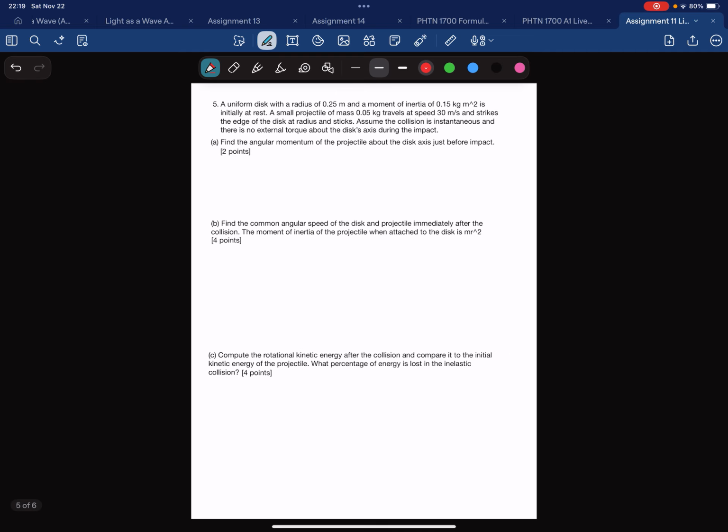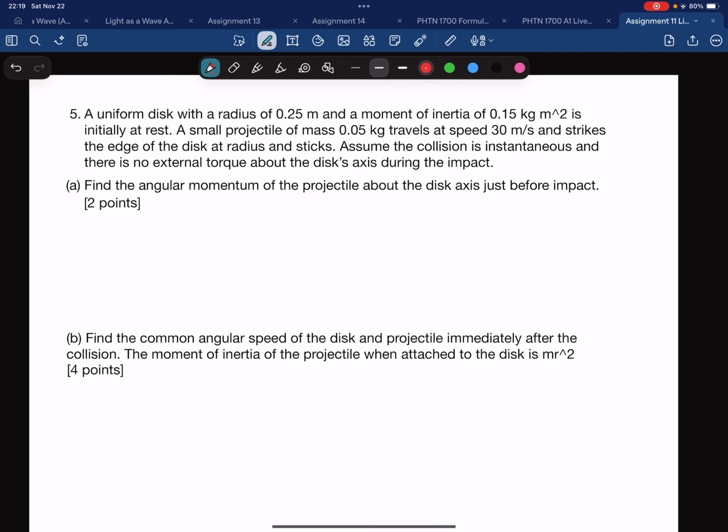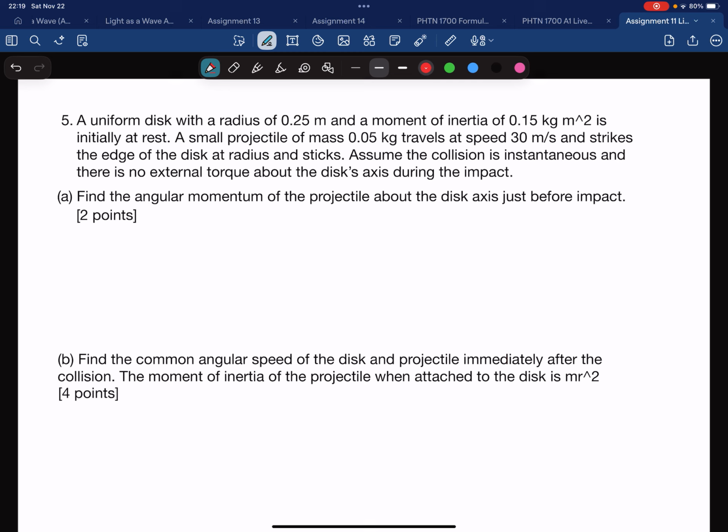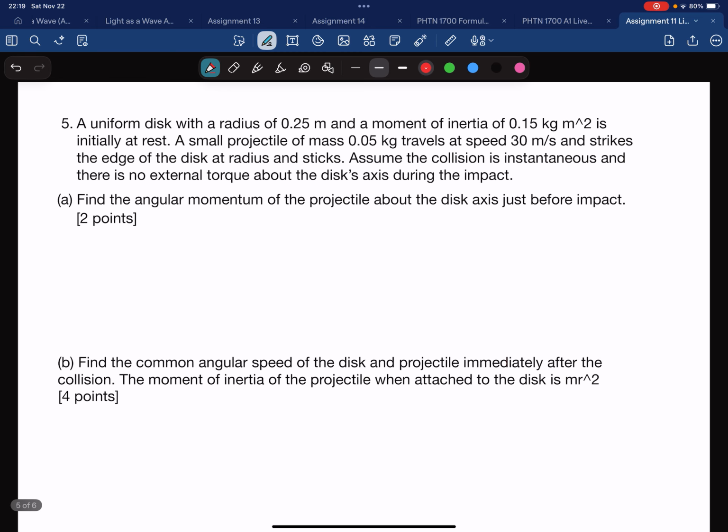Question 5. A uniform disk with radius 0.25 meters and a moment of inertia of 0.15 kilogram meter squared is initially at rest. A small projectile of mass 0.05 kilograms travels at a speed of 30 meters per second and strikes the edge of the disk at radius r and sticks. Assume the collision is instantaneous and there is no external torque about the disk's axis during the impact. Find the angular momentum of the projectile about the disk axis just before impact.